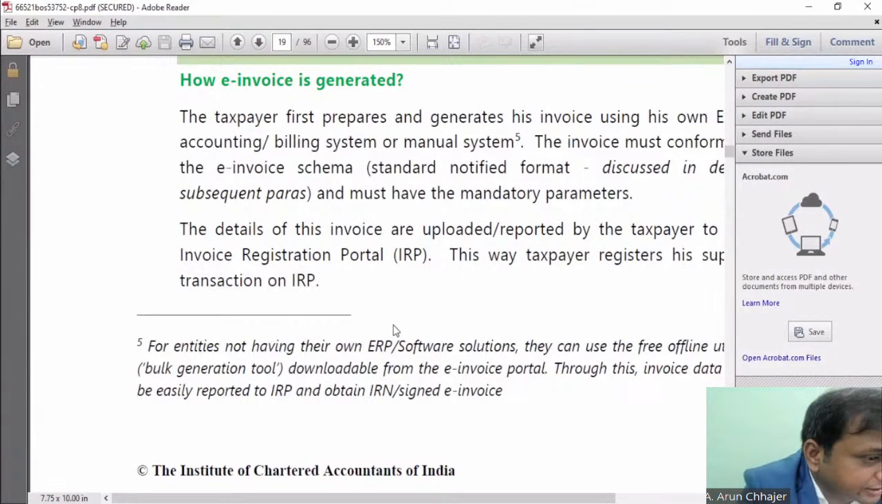Should we also mention the challan and e-way bill? Challan and e-way bill, yes. E-way bill, just check whether the value is exceeding or not. If it is exceeding, it is mandatory.